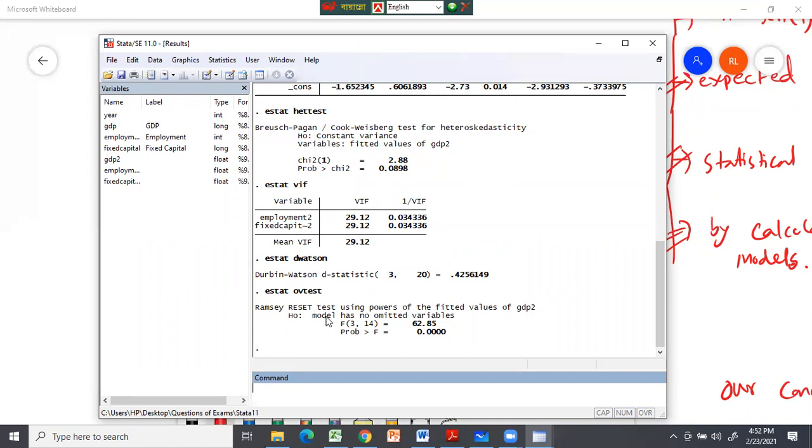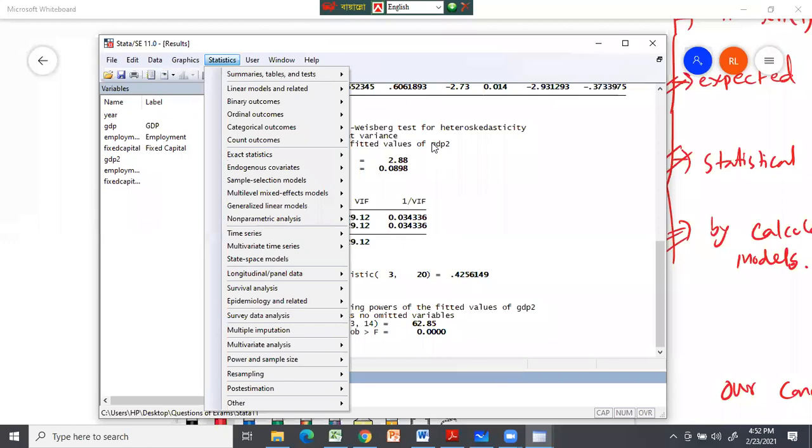So we are rejecting that there is no specification bias. This statement has been rejected. That means the alternative is there is a specification bias. So the model suffers from the specification bias problem. So these are the 4 diagnosis tests you can do for any regression model. So that is what I was actually showing you.